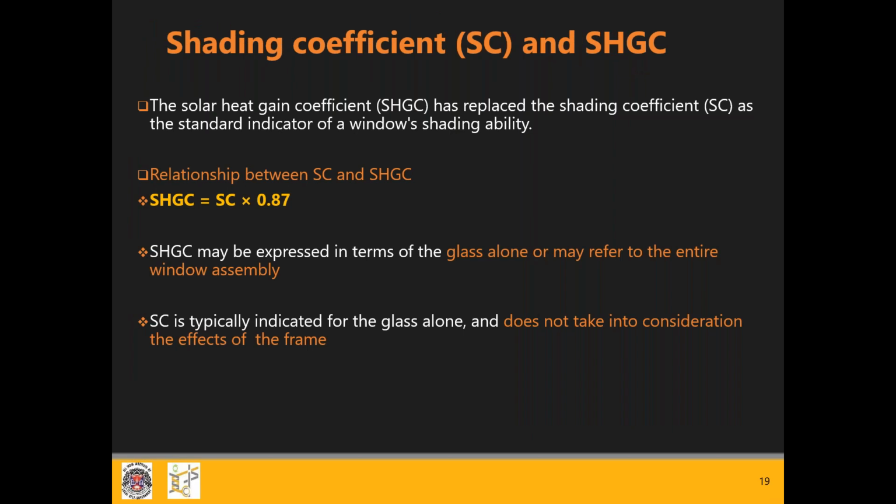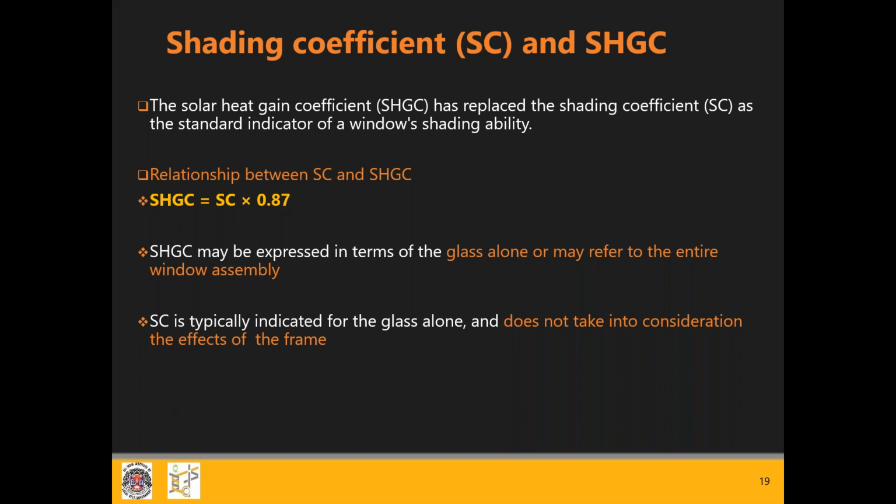Now, there is also another factor which is called the shading coefficient. Shading coefficient and SHGC are interrelated by a factor of 0.87, right? So if SHGC is 1, shading coefficient is 0.87. As you can see, SC, the shading coefficient, is typically indicated for the glass alone and does not consider the effect of the frame.